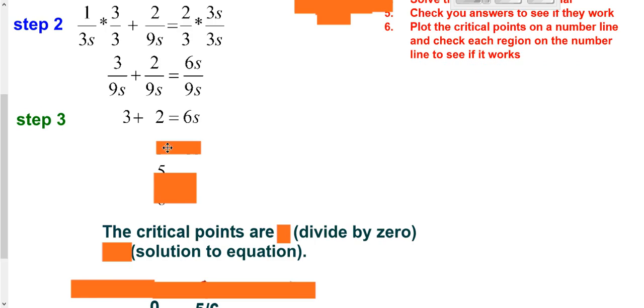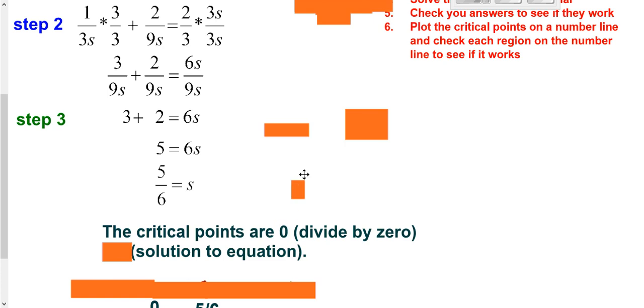So now we add together the left side, we divide, and we get another critical point. So the critical points that we're going to use are 0, because that's what caused the original problem to have 0 on the bottom, and what we got from solving it, 5/6. And we're going to draw a number line and put those numbers on a number line.